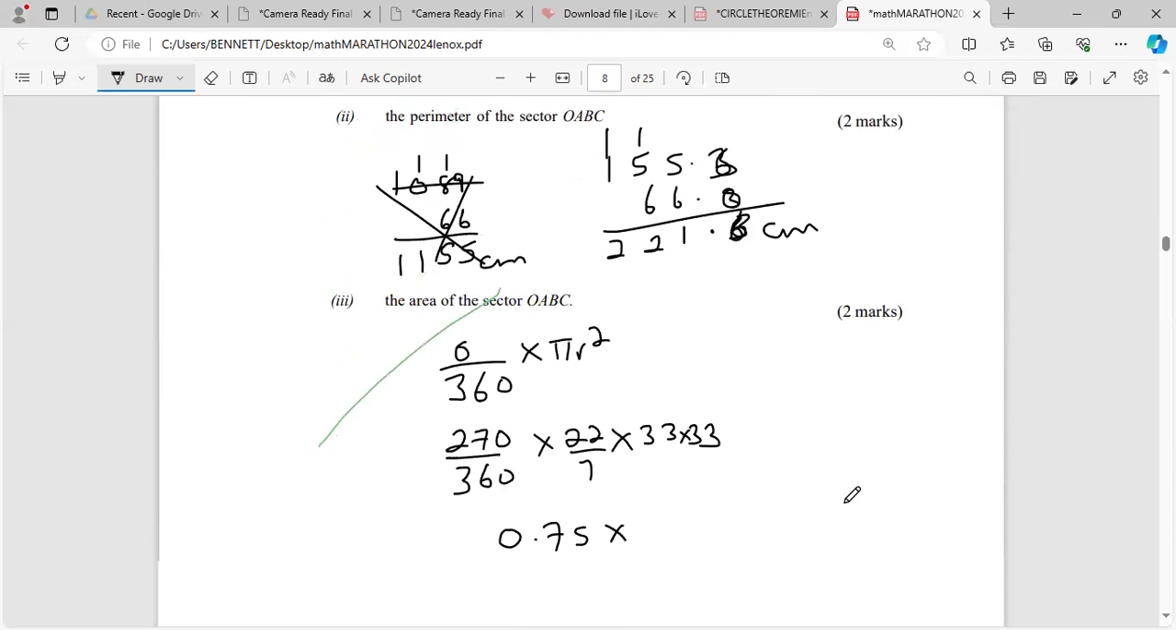Alright, you guys work out that part here. 22 times 33 times 22. 22 times 33 times 33. That's a big number. 23958. These are actually the 0.75, right? And then divide by 7. That will give you the answer for the area.